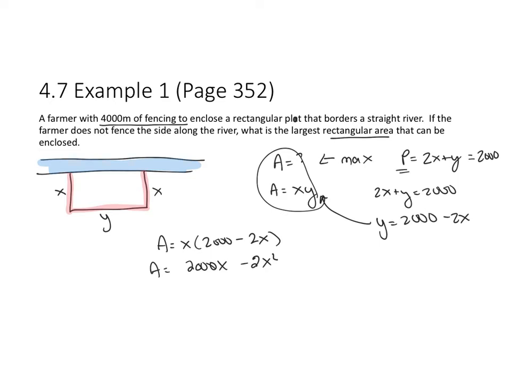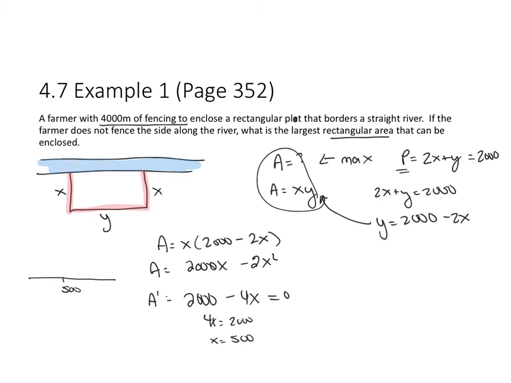Now if I want to find the maximum, I need to find the derivative and then find the maximum from there. So my derivative is going to be 400 minus 4x. We'll find our critical number by setting it equal to 0, and we get 4x equals 400. So x is going to be 100. Now let's see if that's a minimum or a maximum. Since we only have one critical number, it really better be a maximum because that's all I have. But we'll just test it to be sure.